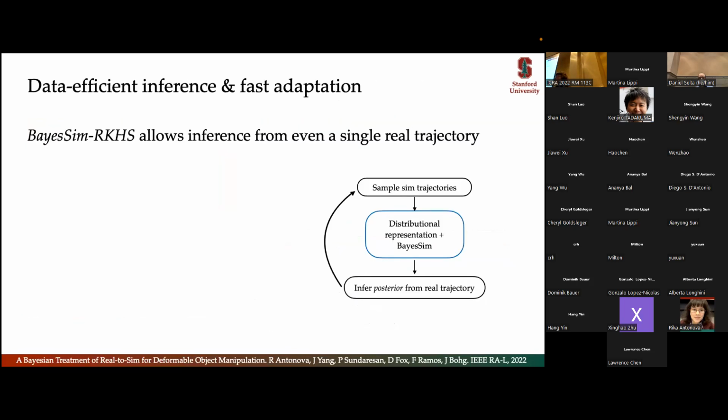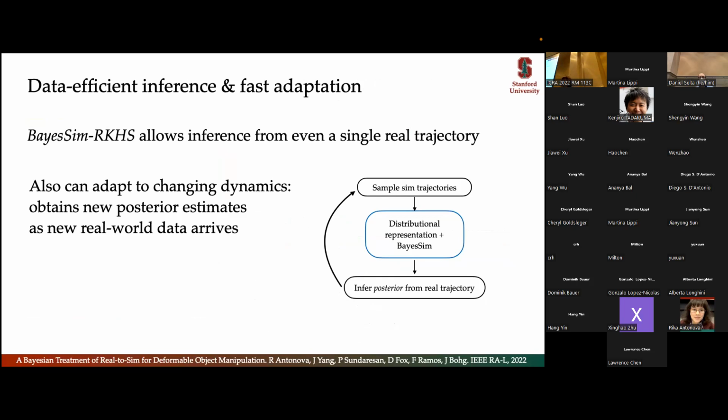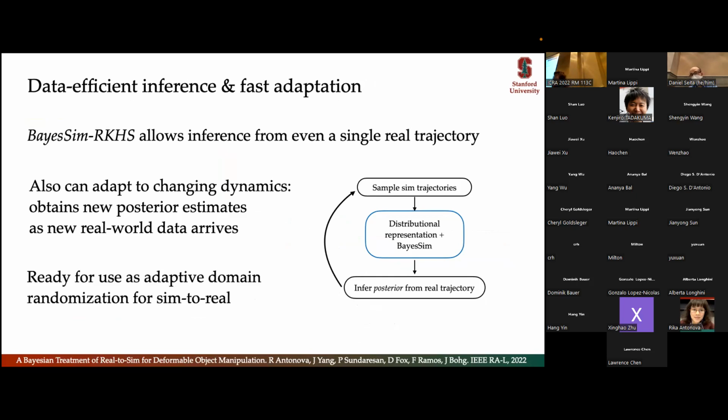All right, so with this, we have a method that can do inference for the real-to-sim problem for inferring the physical parameters for deformables. And we can do it from either a single real trajectory, or we can also adapt to the changing dynamics if we, for example, use this method iteratively and we feed new data with a slightly changing situation. And this is all ready to use as adaptive domain randomization for a sim-to-real task if we wanted to close the loop and go real to sim and then sim to real.